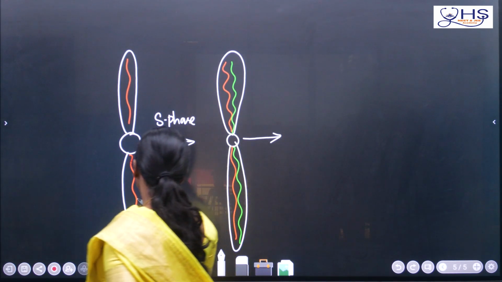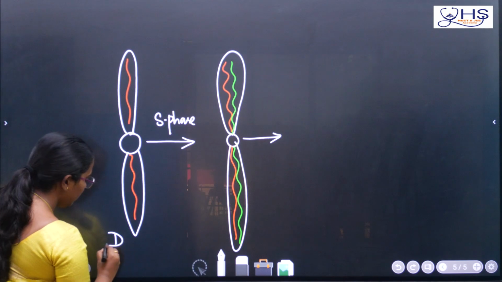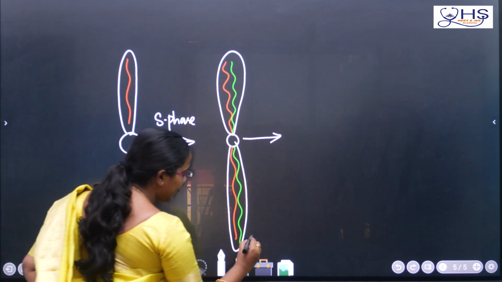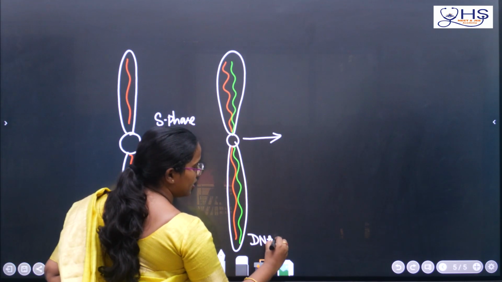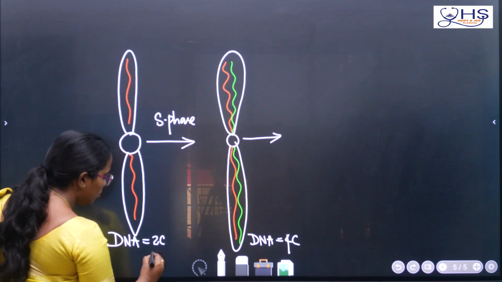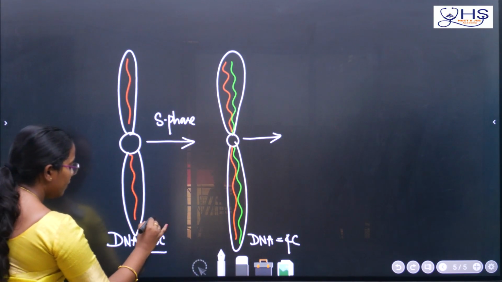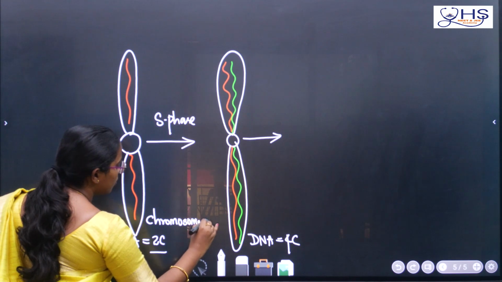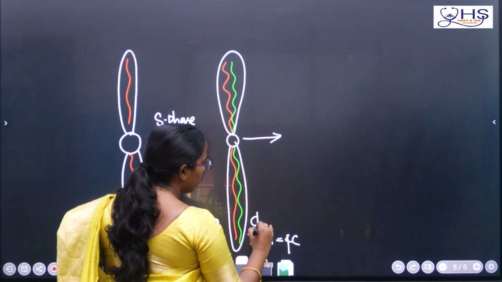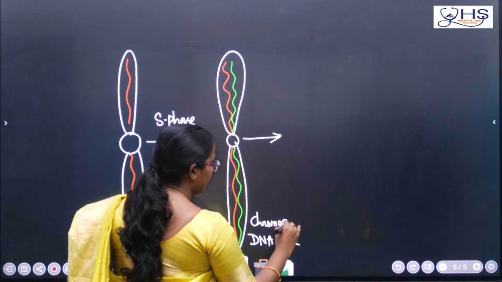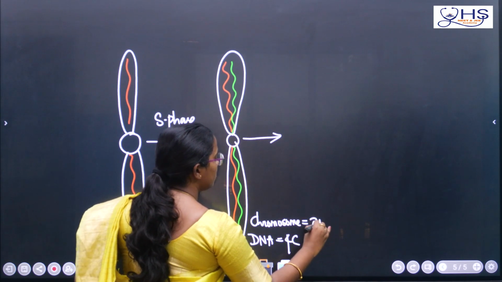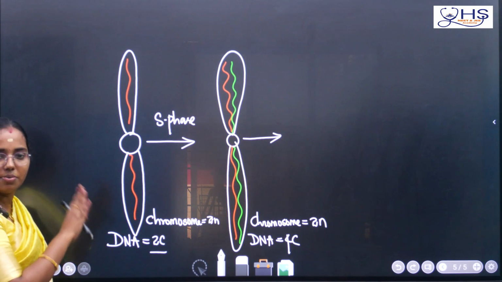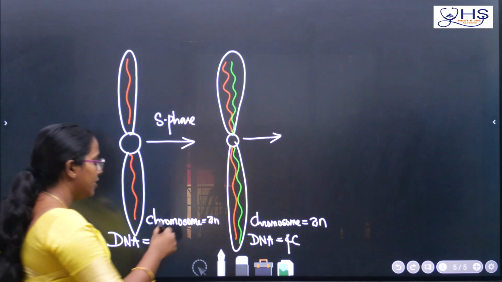Here, listen, if the content of DNA is 2C, then here we can write the amount of DNA is 4C. So 2C is doubled to 4C. But if the chromosome number is 2N, then here also the chromosome number is 2N. So what did you understand? Only the amount of DNA doubled, the chromosome number remains the same. Clear?